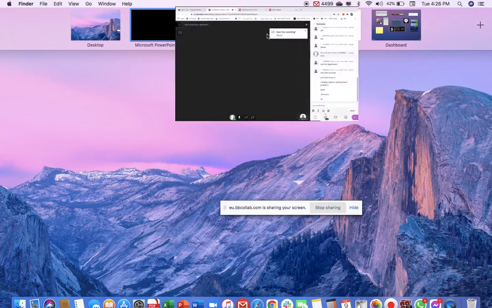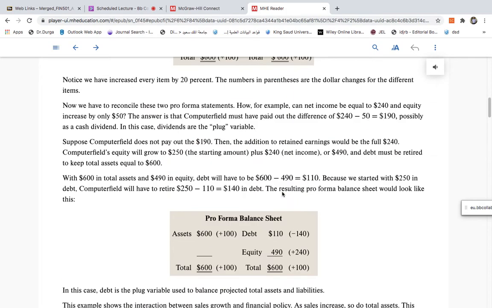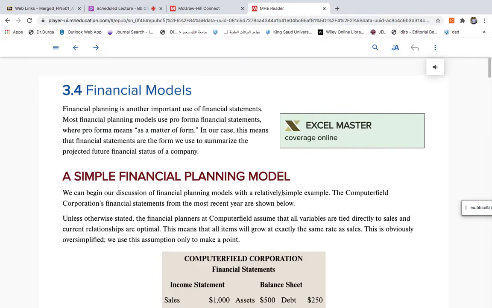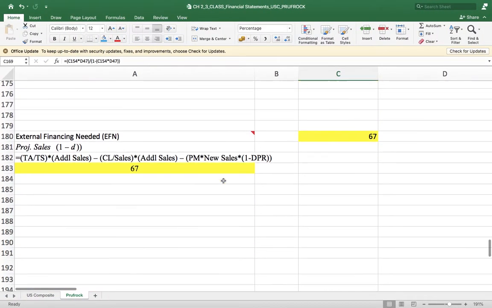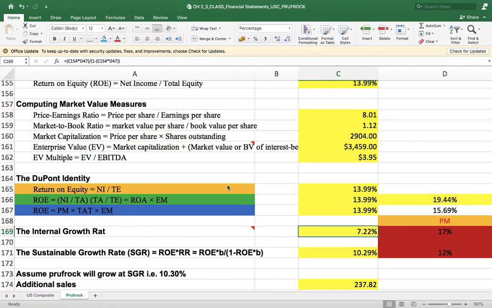Let me show you, yeah. Here the Hoffman company's example is provided to you, where ROA is 13.2% and the retention rate is 66.67%. So ROA into B means 13.2% multiplied by 66.67% divided by 1 minus 13.2% multiplied by 66.67%, which is equal to 9.65% for Hoffman. For our company, that is Proofrock, I calculated the internal growth rate as 7.22%.